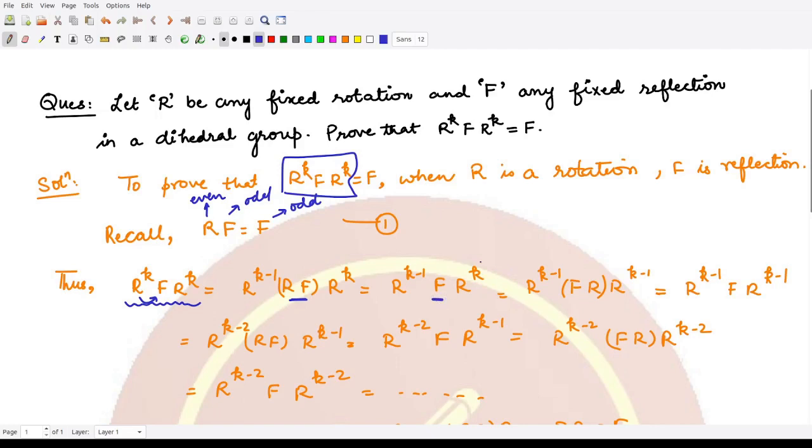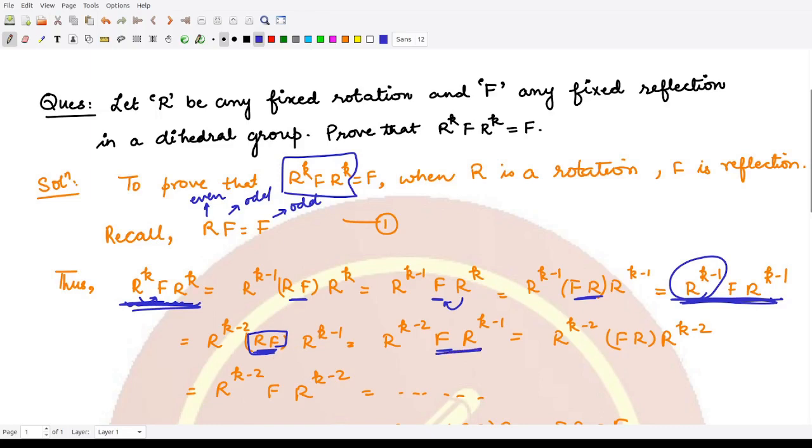And again, you can extract one R from here. We can again club up these terms. We can extract one R from here, so that it would be FR. Again, reflection into rotation is what? It is again reflection, right? So we have reached from here to here, correct? Similarly, we can again extract one R from here, so that we would have R raised to power k minus 1, and that R can be clubbed with this F. Again, rotation into reflection is reflection, so this R is also absorbed here.